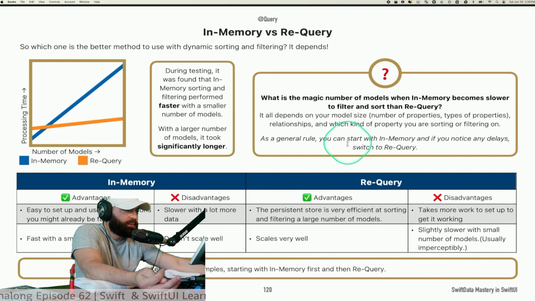What is the magic number of models when in-memory becomes slower to filter and sort and recreate? It all depends on your model size, number of properties, types of properties, relationships, and which kind of property you are sorting or filtering on. As a general rule, you can start with in-memory, and if you notice any delay, switch to requery.